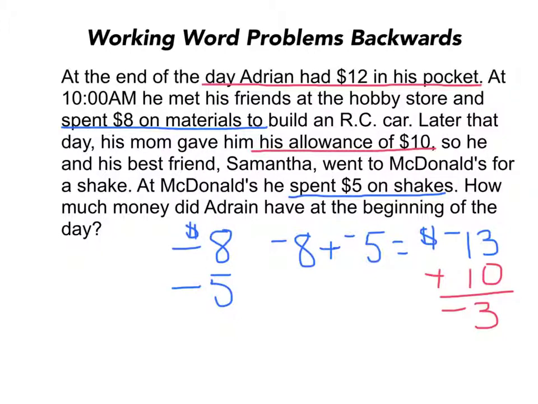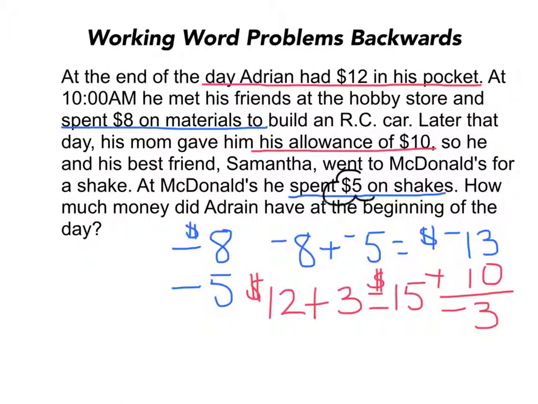But at the end of the day, he ended up with $12. So he must have had $12 plus the $3, which would equal $15.